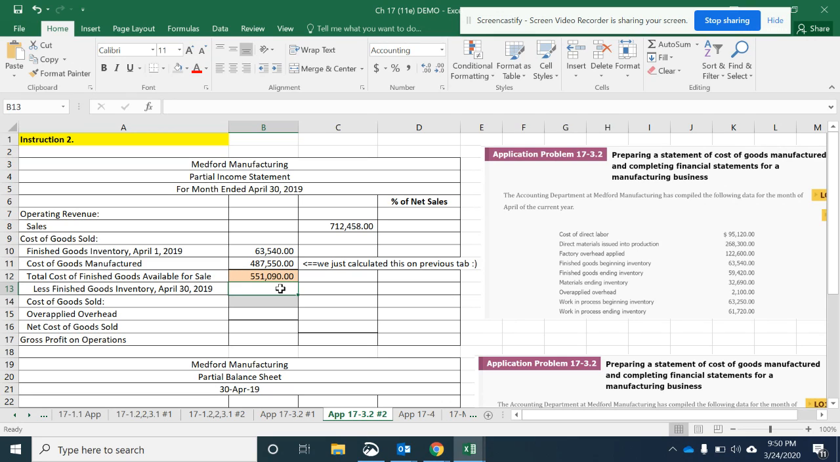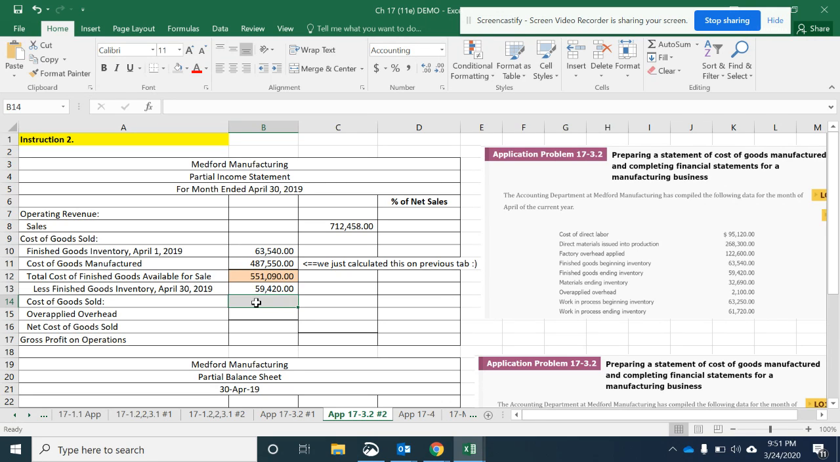All right, then we're going to subtract out the finished goods inventory that's left April 30th, 2019. So what amount is that? I'll let you guess or figure it out. It's over here somewhere around there. 59,520. I'm sorry. Yes, 59,420.